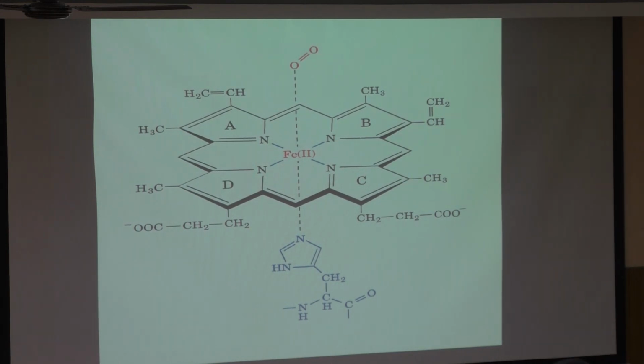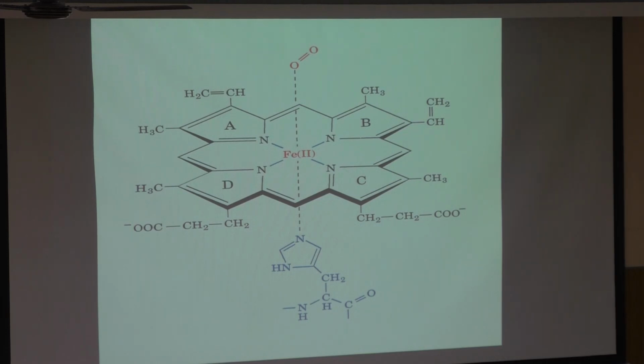Like that, all 6 valencies of the iron are occupied. Correct. So 4 will be the nitrogen of the pyrrole rings. The 5th will be from histidine. Which group does histidine contain? Imidazole group. So the nitrogen of this imidazole group will form a coordinate bond, and the 6th coordinate bond will be by the oxygen. Like that it is there, and that is how hemoglobin carries oxygen.